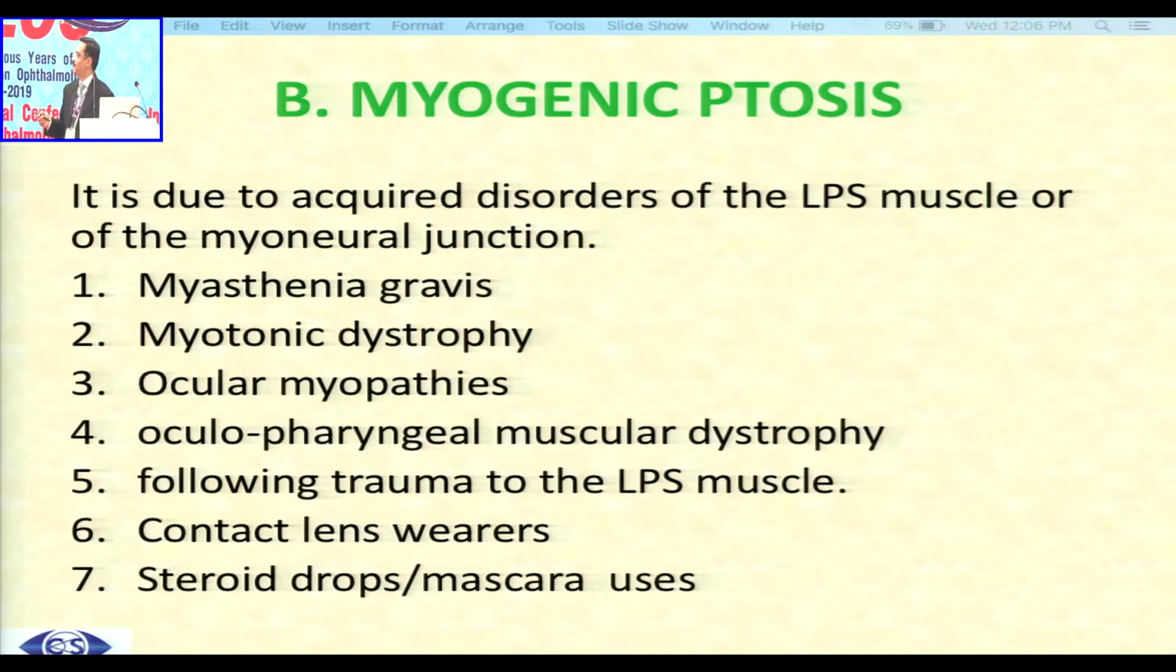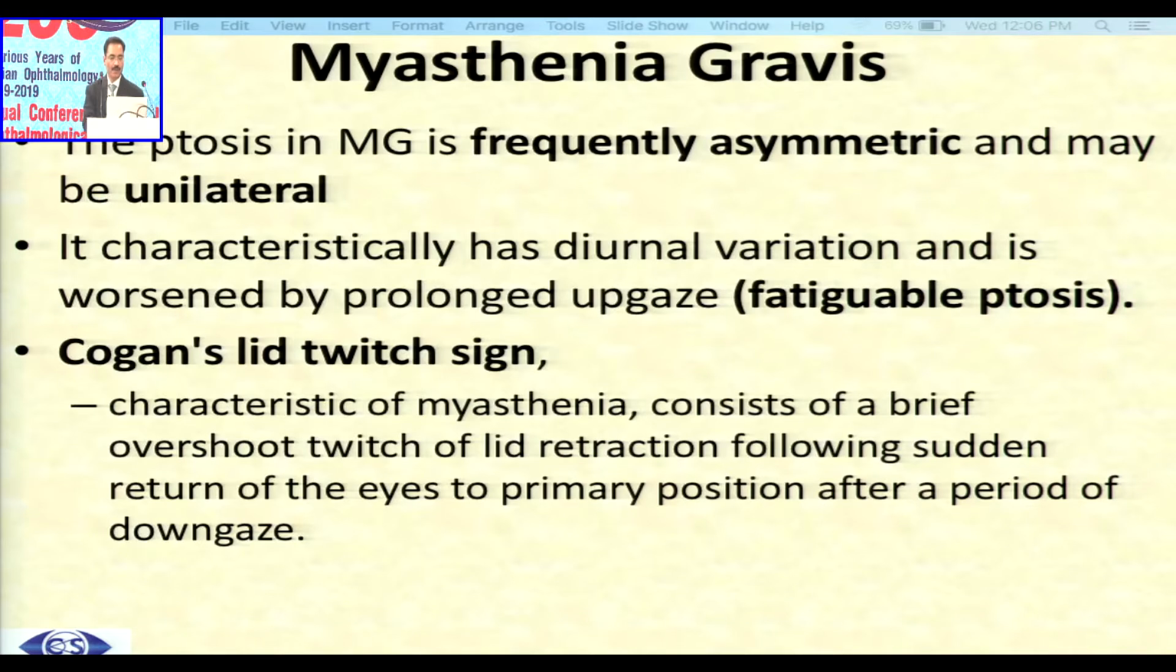Causes of myogenic ptosis: myasthenia gravis, a common cause, myotonic dystrophy, CPEO, contact lens wearers, as I have told you, steroid drops, mascara users, trauma to LPS, other dystrophies. Myasthenia gravis ptosis: you will have to differentiate myasthenia gravis from CPEO, chronic progressive external ophthalmoplegia, which is a common muscular dystrophy. How to differentiate these two conditions?